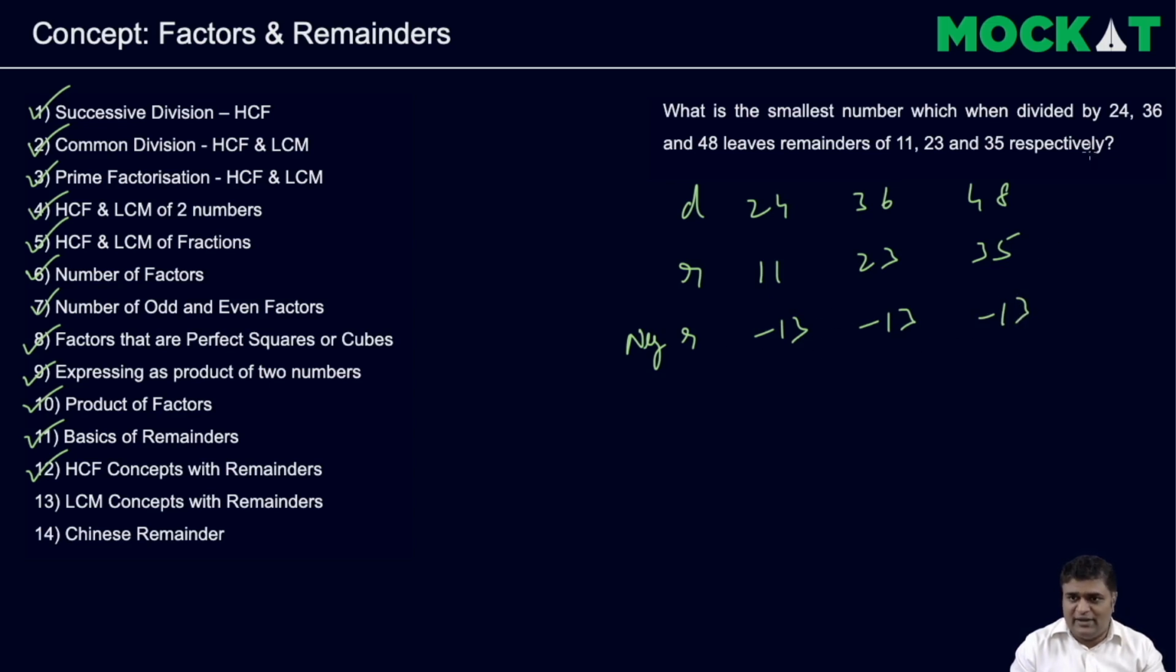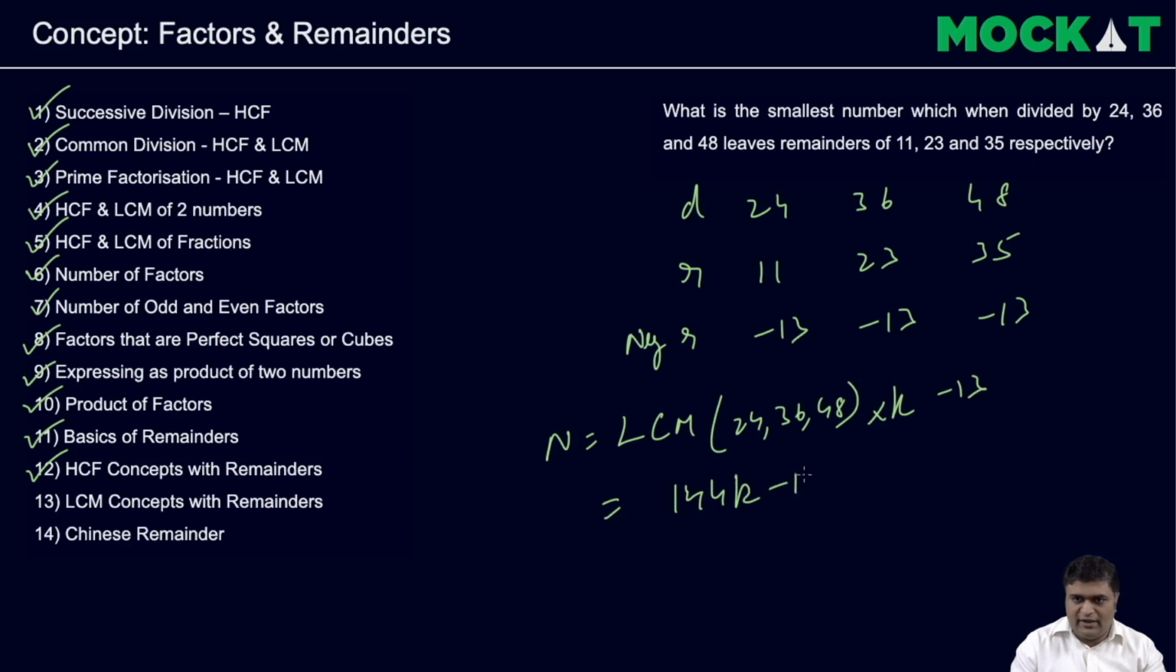The same case as the last one will apply over here. So the number format is going to be n equals LCM of 24, 36 and 48 into k minus 13, the negative remainder you put over here. The LCM is going to give us 144k minus 13. We are asked to find the smallest number over here. We can't start with 0 because that will give us minus 13. So we start with 1.